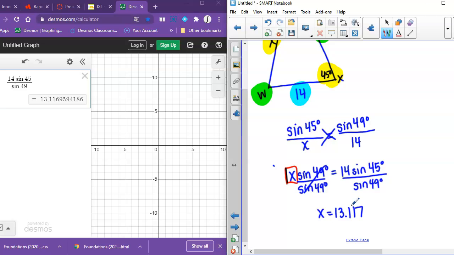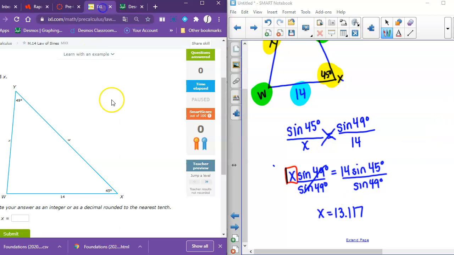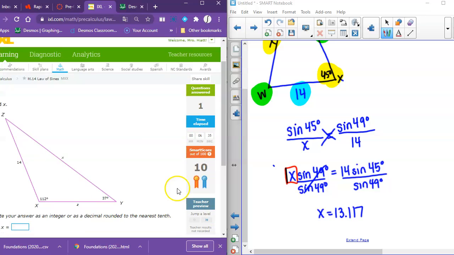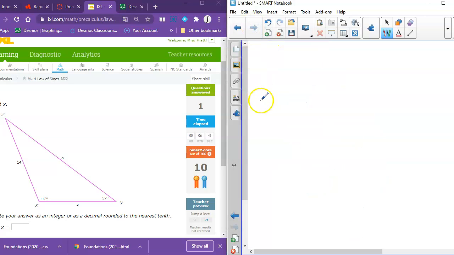Most things that I'm going to give you, I'm going to ask for 3 places. However, in IXL, they ask for the nearest tenth. So let's just go 13.1 and submit, and you can see that we got that one right. Okay, let's do another problem here. I'm just going to work these from IXL.